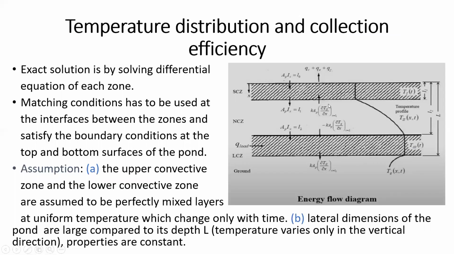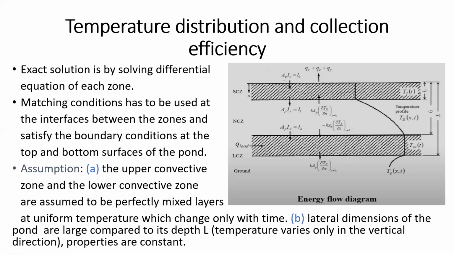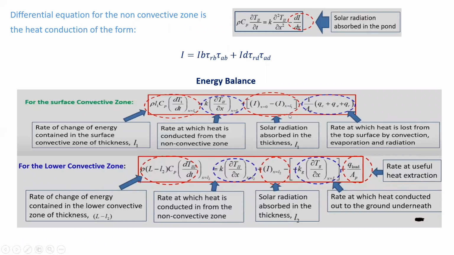This K A_P ∂T2/∂x at x = L1 goes upward, so it is a positive term because the heat flows into the surface convective zone. The intensity at x = 0 and the intensity at the depth L1 are indicated by I of x equals 0 and I of x equals L1.